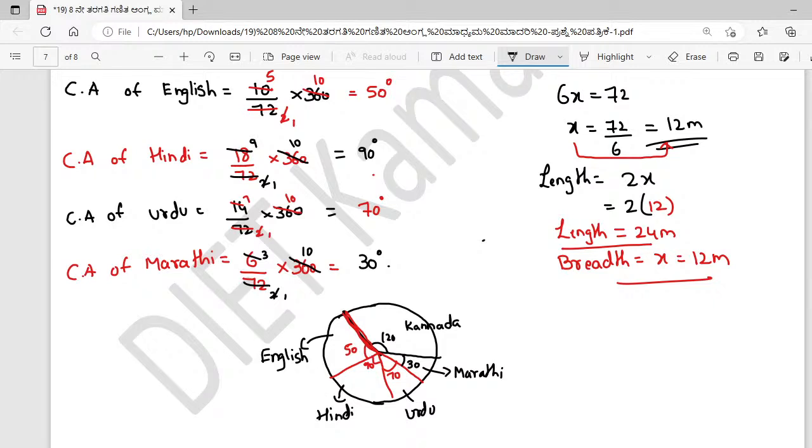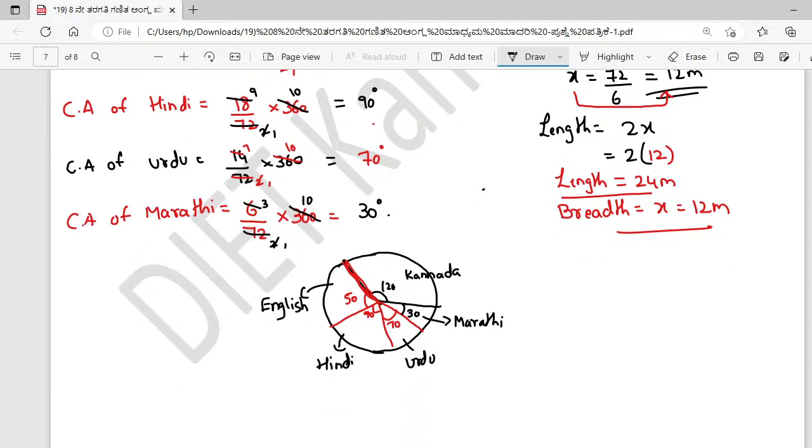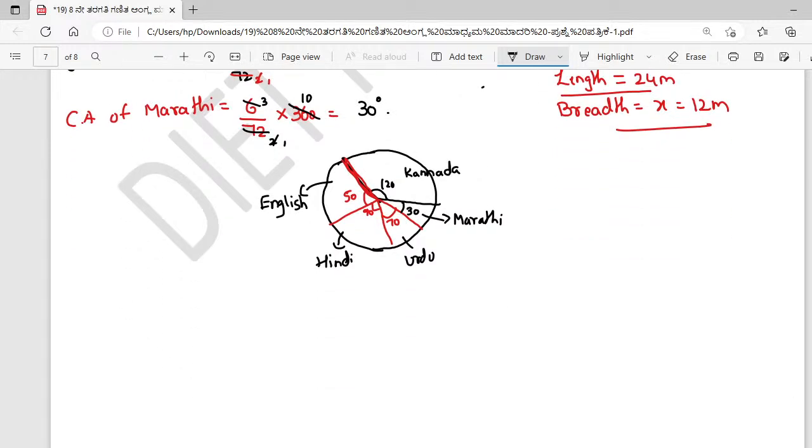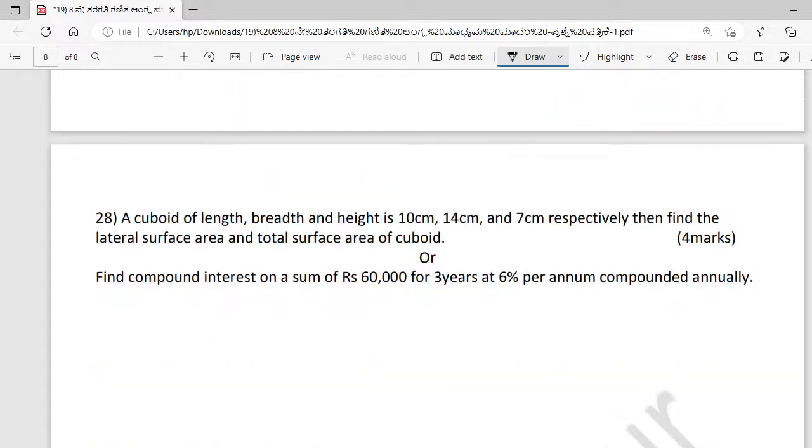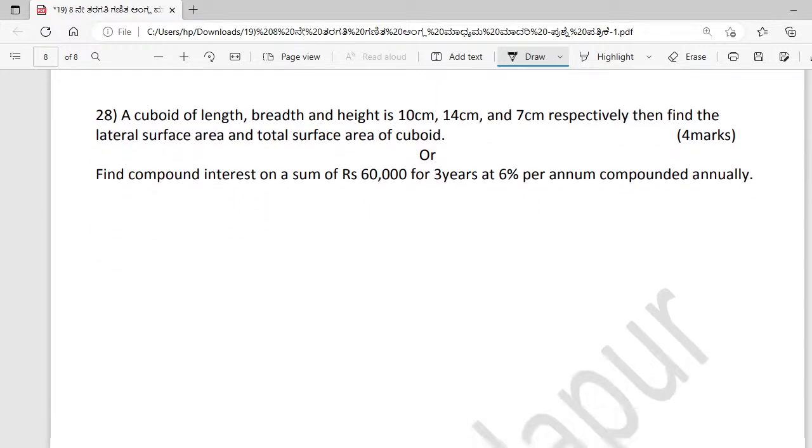Hopefully the next one is the last question from the descriptive part, the last column, and in that also they have given you options. They have given two questions for you to solve, and this is the last one, the 28th. So let us go with the first one.